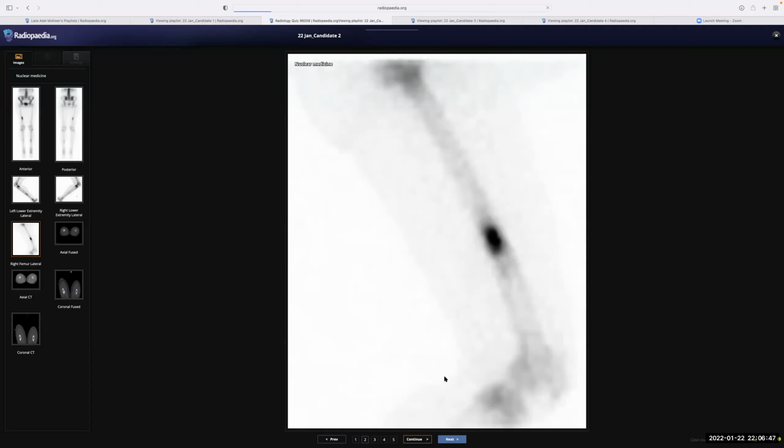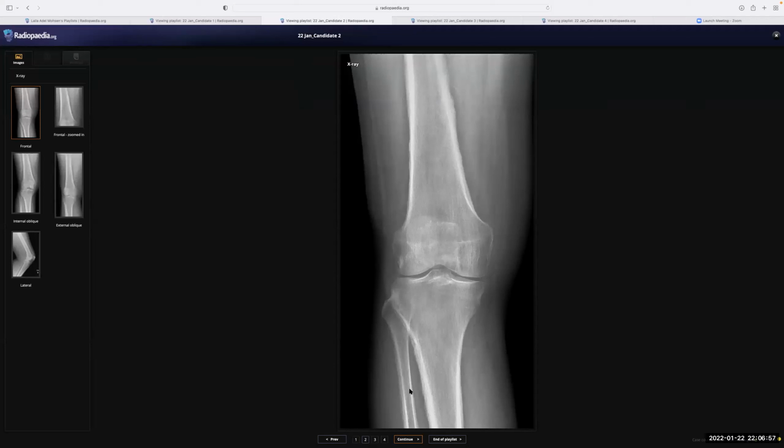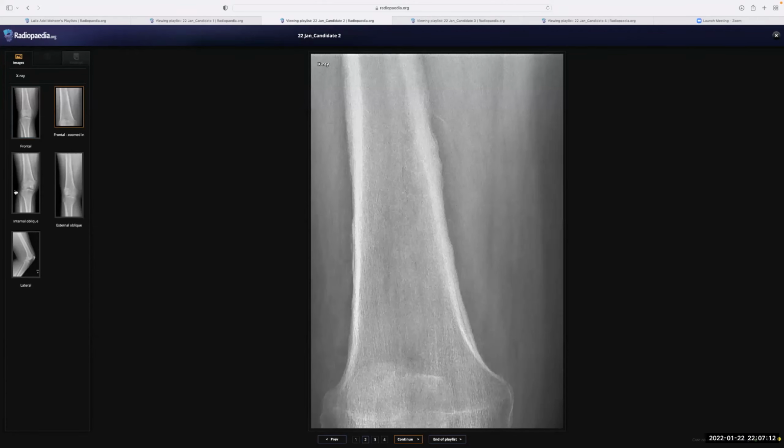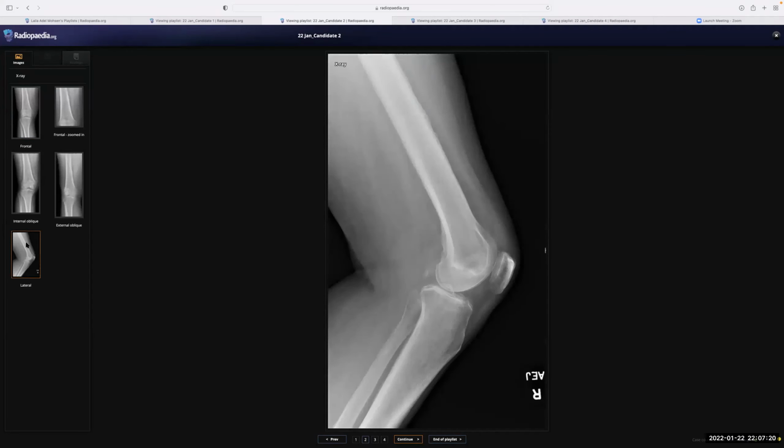Okay, so last case. So this is right knee effusion in a 60-year-old female. So this is a frontal radiograph of the right knee in a 60-year-old patient with the history provided as effusion. I have the view of the right knee in multiple obliques and laterals and zoomed up images.